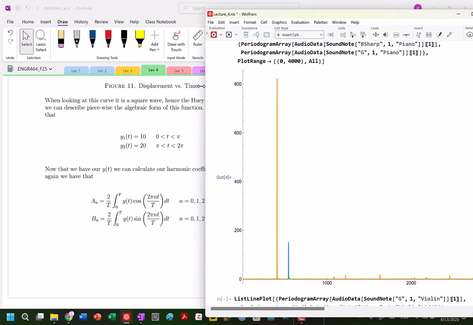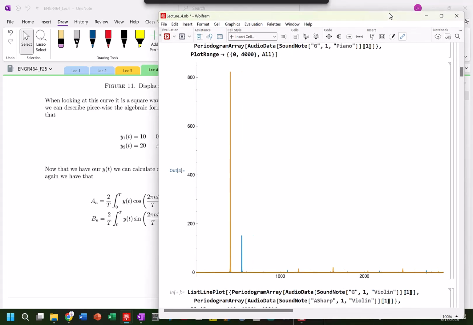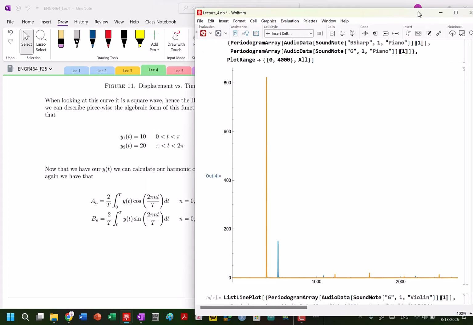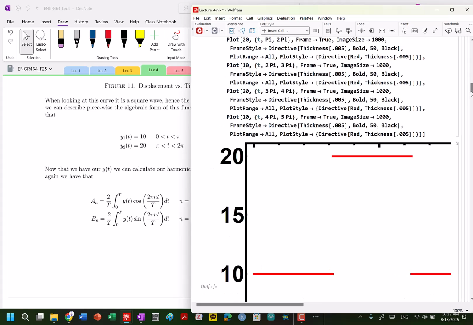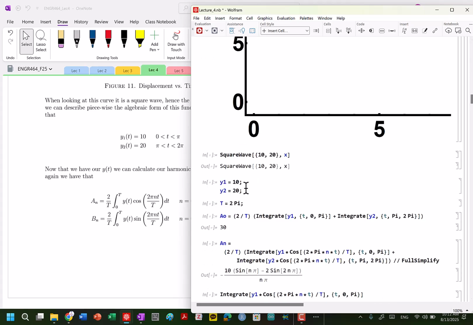Because it's like a piecewise function, we're going to actually have to do 2 steps for our integration. Let me just move this over a little bit more. Let me snap it over here. Great. Okay, so you see we have our function here. Now we can go ahead and do 2 pi. Now a naught is interesting, so our 0th order coefficient.